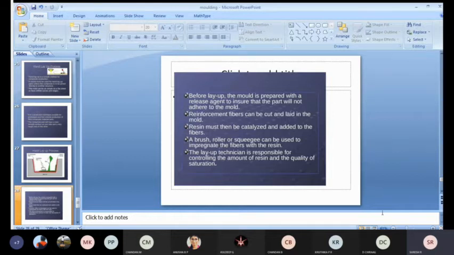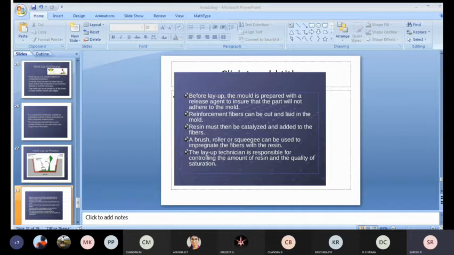So coming to the working condition, how exactly is it going to work? Before the layup process, the mold is prepared with a release agent to ensure that the part will not adhere to the mold. We have to ensure the mold does not stick to the composite structure.